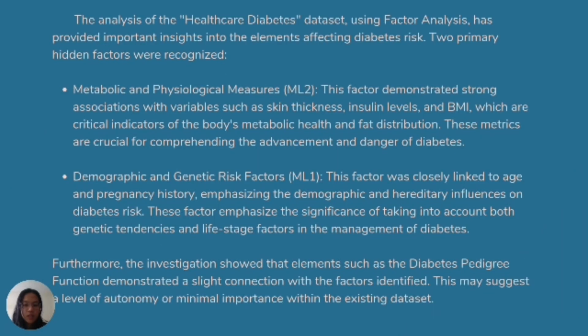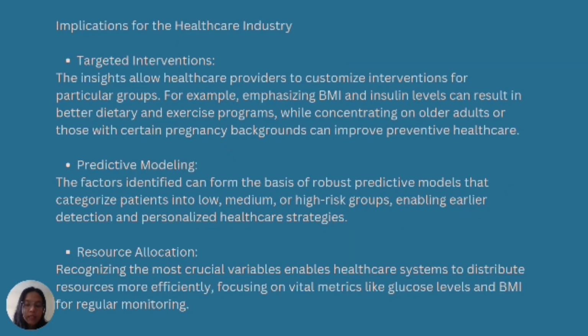For conclusion, the analysis of the healthcare diabetes dataset using factor analysis revealed two key factors affecting diabetes risk. Firstly, metabolic and physiological measures strongly linked to skin thickness, insulin level, and BMI, which are critical indicators of metabolic health and fat distribution. Secondly, demographic and genetic risk factors connected to age and pregnancy history, highlighting hereditary and life stage influences. This insight can drive targeted interventions such as personalized dietary and exercise programs for at-risk groups and guide predictive modeling to identify high-risk patients for early care.